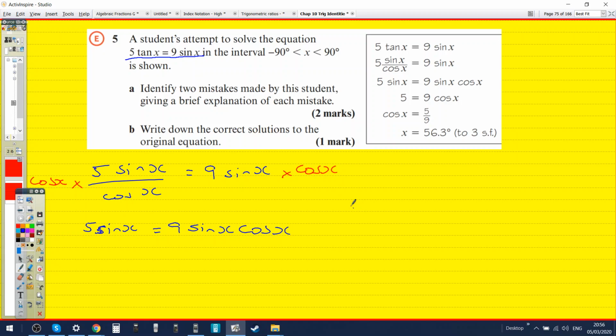Divide both sides by sine. So that would work, and that would get you half of all the answers. The problem is when you divide by x, you lose those answers.